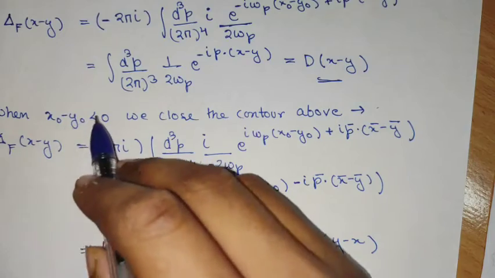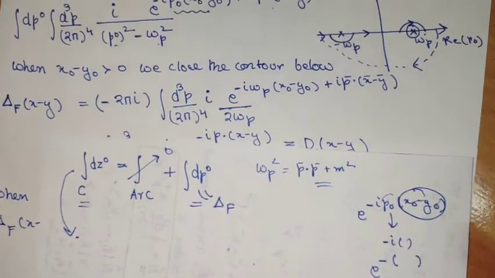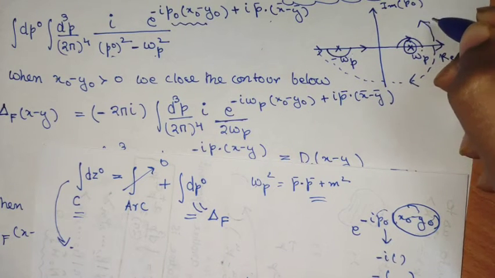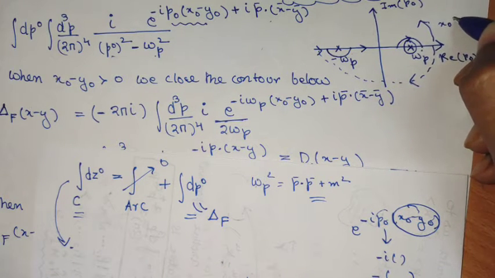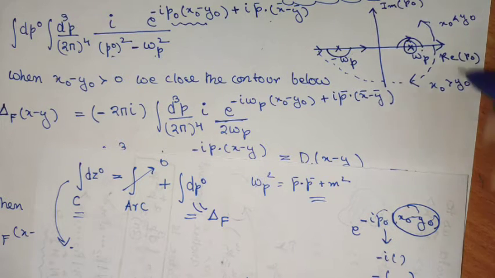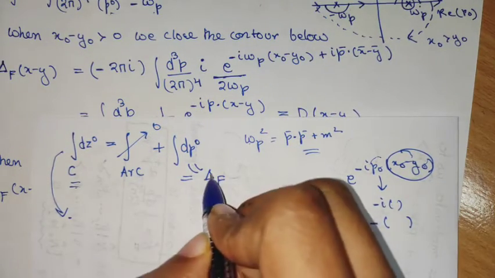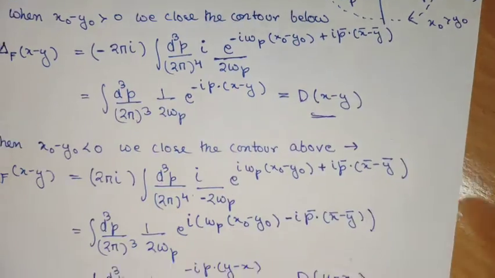Now you see, if x0 minus y0 is less than 0, by the same argument, I will need to close the contour on the opposite side. So this is for x0 less than y0, and this is for x0 greater than y0. When I close this, I will ensure that this arc term will again go to 0, so that these two terms become equal and I can use the residue theorem.